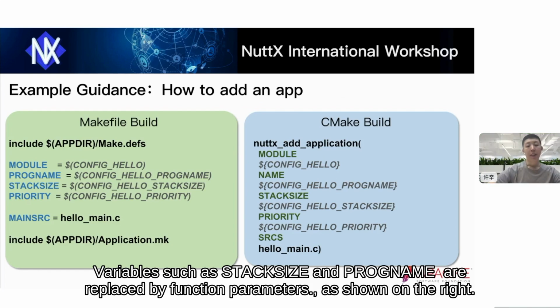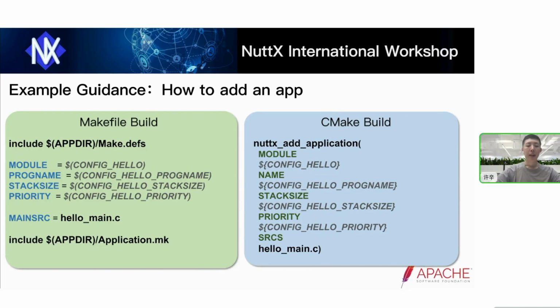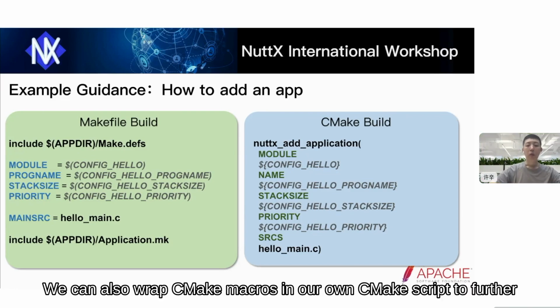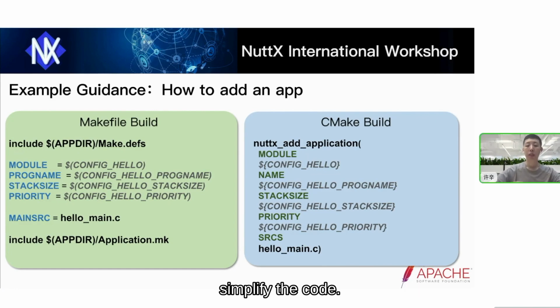Variables such as PROGNAME are replaced by function parameters. As shown on the right, adding an application to a CMake build is reduced to a single function call. We can also wrap CMake macros in our own CMake scripts to further simplify the code.